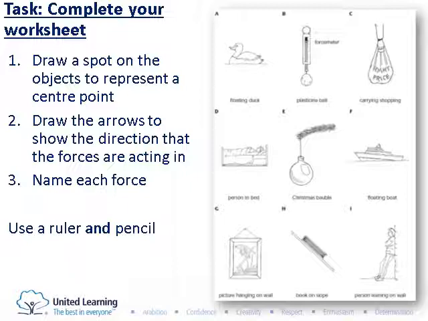And then use a ruler and a pencil to draw the arrows to show the direction that the forces are acting in. And based on the information I've just given you around the types of force, I'd like you to name each force. The final three, G, H and I, are a little bit more challenging because the forces are going to be acting at slightly different angles. But again, have a think about what you think they would look like and have a go at those if you can.